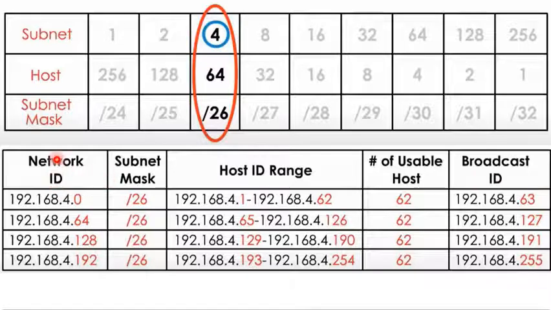So this is the table: network ID, subnet mask, host ID range, number of usable hosts, broadcast ID. So the network ID, according to the previous example, is 192.168.4.0. The red color indicates the difference between the first two network IDs. So start with 0, and if you add 64 to the first address, you will get the second address. If you add 64 to the second address, you will get the third address. If you add 64 plus 128, you will get 192. What is the purpose of adding 64? According to this subnet mask, the host address count is 64, so you have to add 64. This is the starting address.